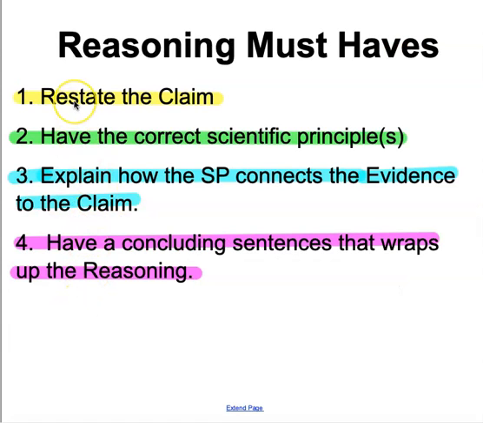So make sure you restate your claim. Just copy and paste it. You have to have the correct scientific principle in there, and you have to explain why the scientific principle is relevant. And then just a concluding sentence. So when some of you write your whole reasoning in one sentence, it's probably going to be an unmet. If you write a really good one, maybe it would be a beginning, but there's no way you can write the whole reasoning in just one sentence.